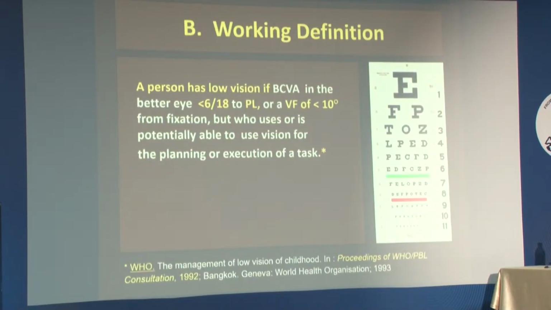Because of the fallacies in the previous definition, the working group of WHO met again in 1992 and adopted category 3 and 4 to be included as low vision. So the working definition is: a person has low vision if best corrected visual acuity in the better eye is less than 618 to PL, or a visual field of less than 10 degrees from fixation, but who uses or is potentially able to use vision for the planning or execution of a task.